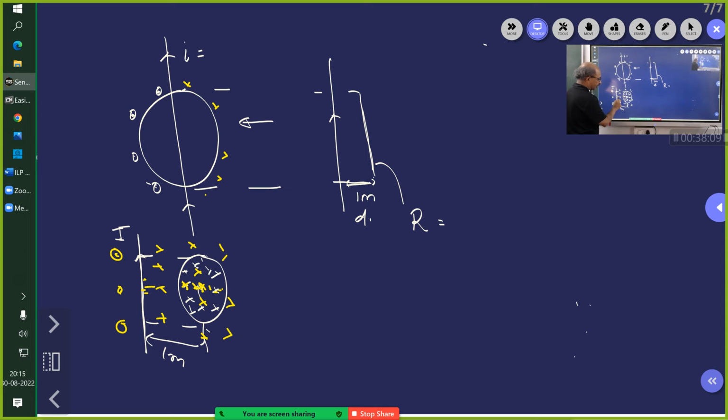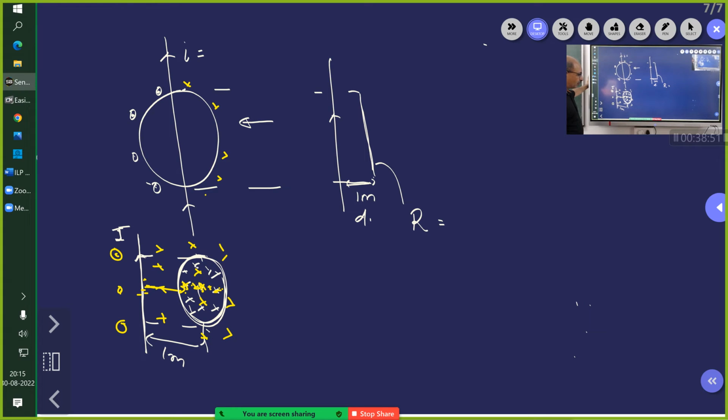Biot-Savart law. The magnitude will depend upon this distance r. Correct? So now you have to find out what the magnetic field is here due to the current I. What is the magnetic field inside this loop? The magnetic field is not going to be constant everywhere. Understood now? It is changing. So how will you go about it?